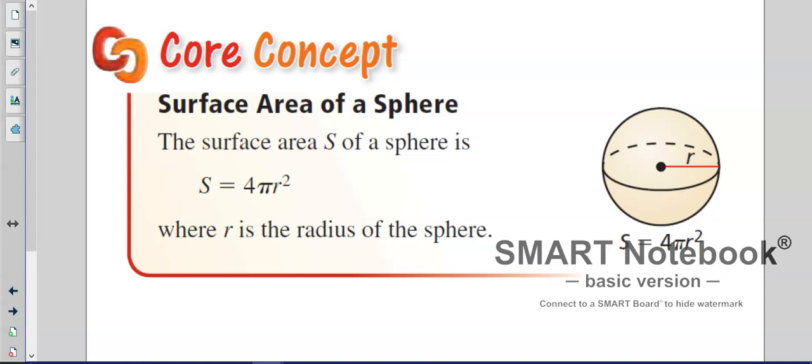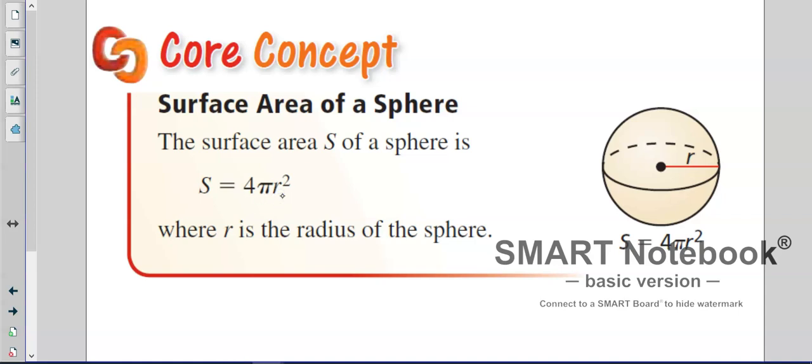All right, new formula. Probably one you've seen before somewhere. Surface area of a sphere. So if you're going to paint a sphere, how much surface area? Surface area. How much paint would you need to paint it, so to speak? Very simple formula. It's just 4 times pi r squared.